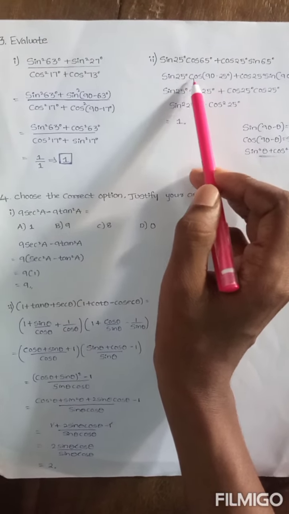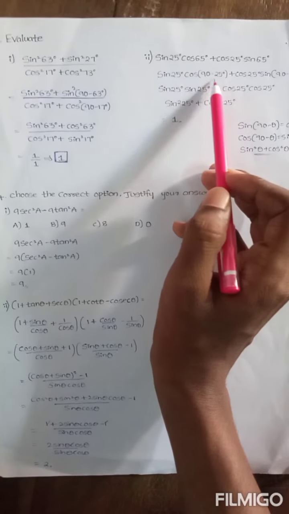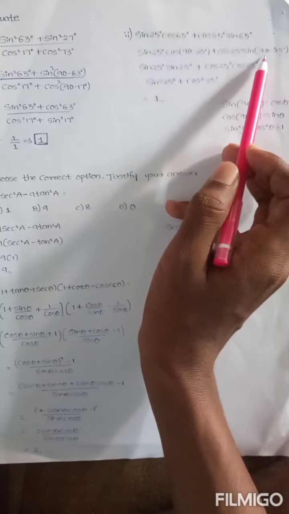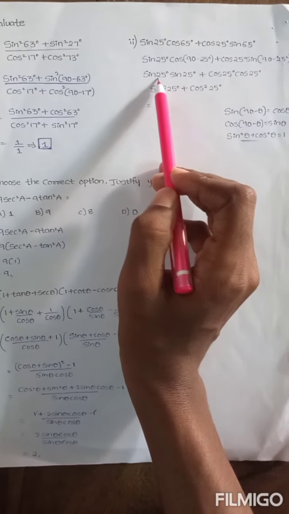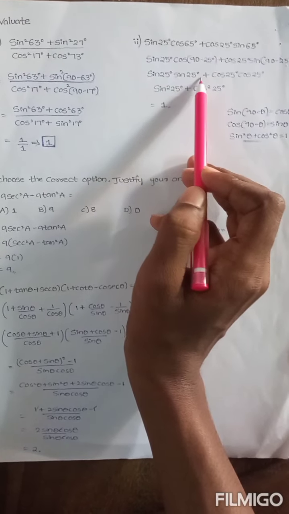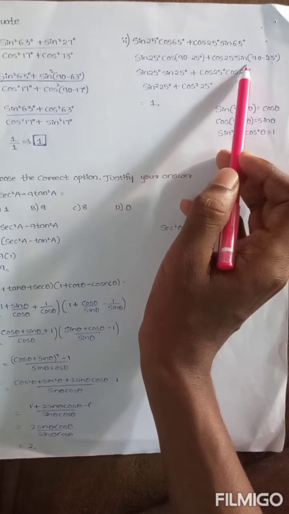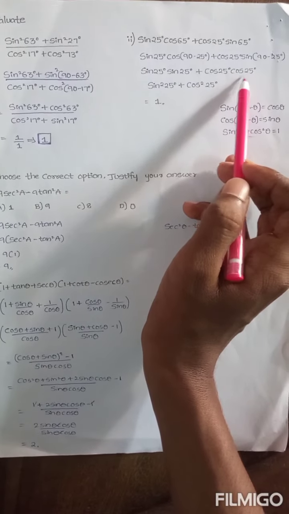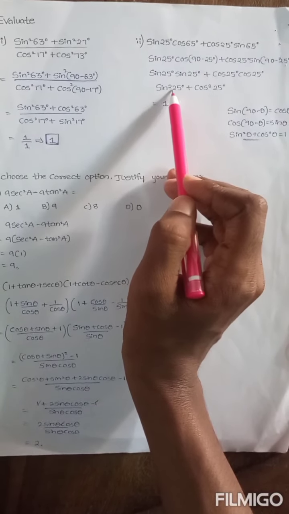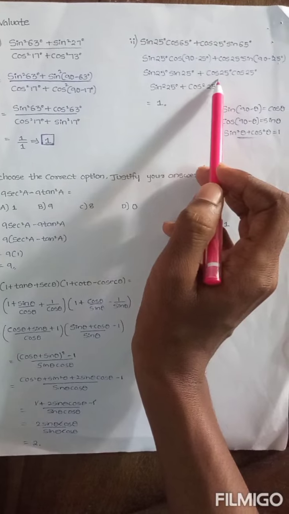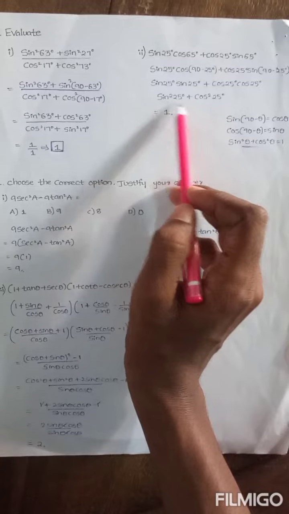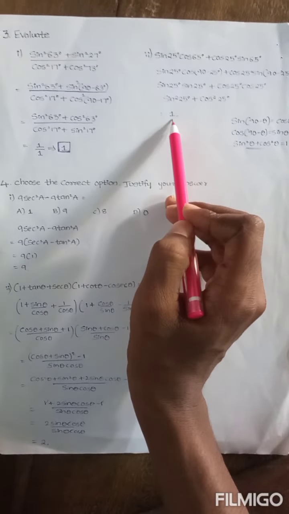that is sin 25 degrees, here cos 65 is written as cos of 90 minus 25 degrees, plus cos 25 degrees, sin 65 is written as sin of 90 minus 25 degrees. That is equal to sin 25 degrees, cos of 90 minus theta is sin theta, that is sin 25 degrees, plus cos 25 degrees, sine of 90 minus theta is cos theta, that is cos 25 degrees. Sin 25 degrees into sin 25 degrees is equal to sin square 25 degrees, plus cos 25 degrees into cos 25 degrees is cos square 25 degrees. It is in the form of sin square theta plus cos square theta, which is 1.